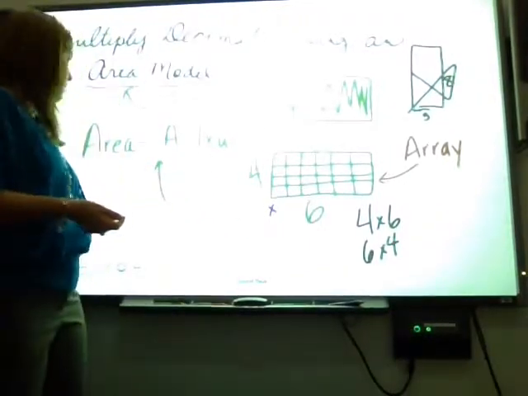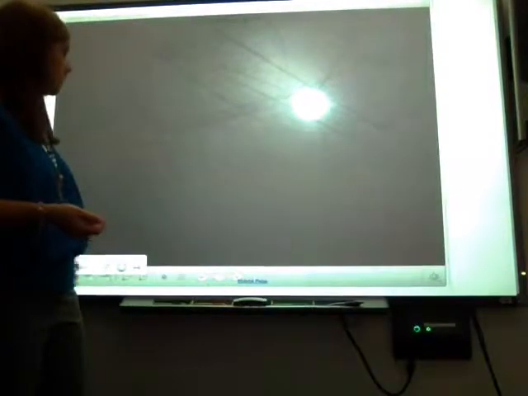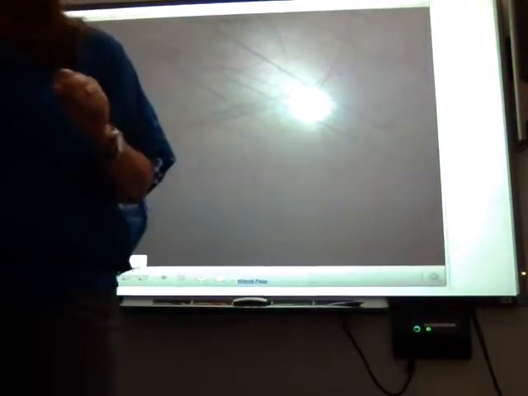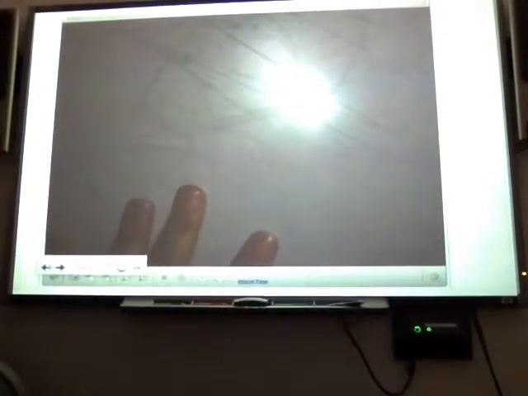Okay? All right. So today, you're going to really watch what I'm doing on this. So again, keeping in mind what you're doing, you're using an area model. So my end thing must make a rectangle.